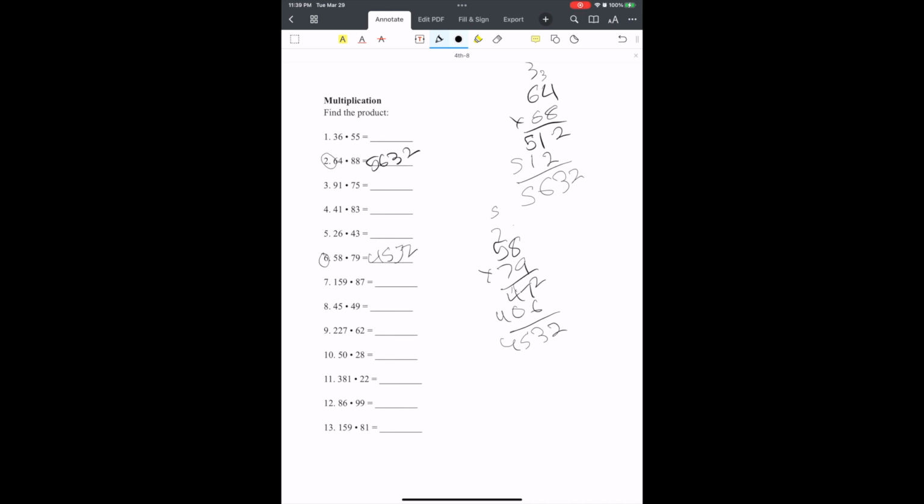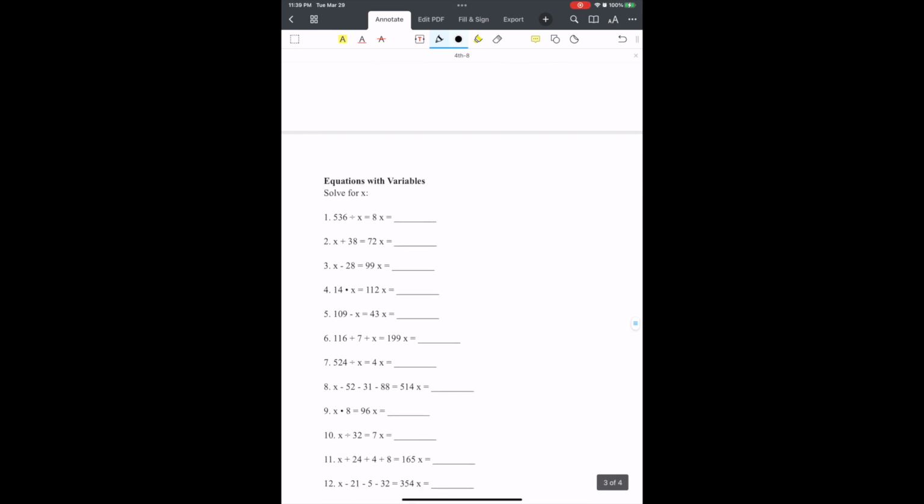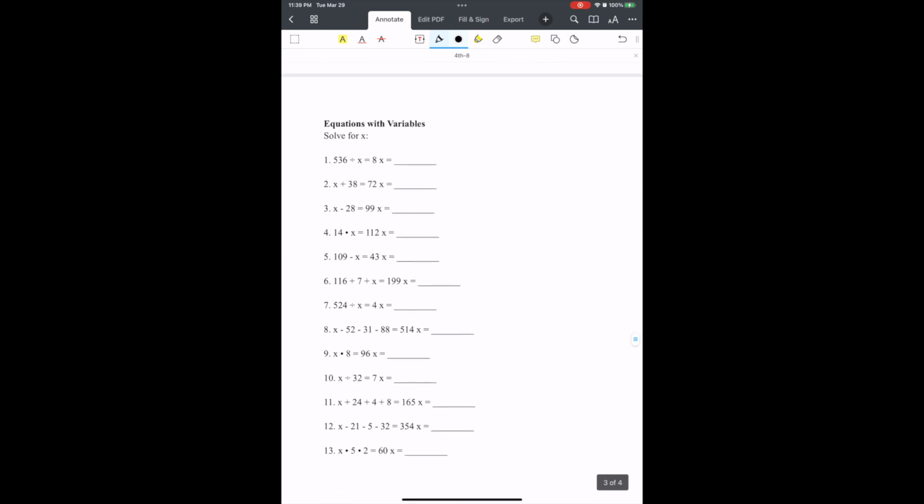Alright, and then we're going to move on to equations with variables. So basically, we'll start with number 2. We're trying to find x, and so you basically do the opposite of addition, which is subtraction. So 72 minus 38, and then once you finish that, your answer should be 34.